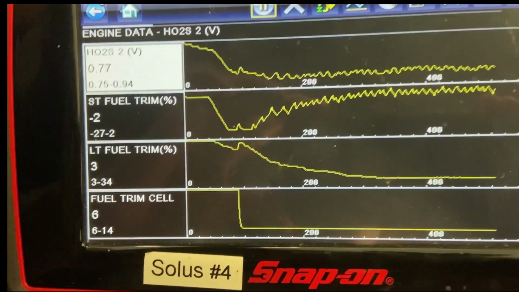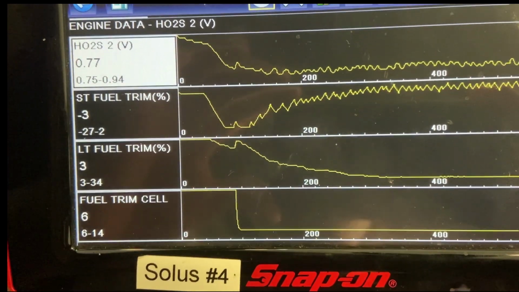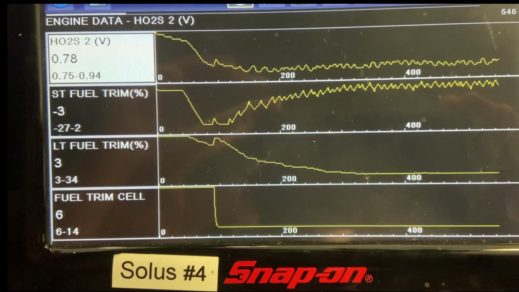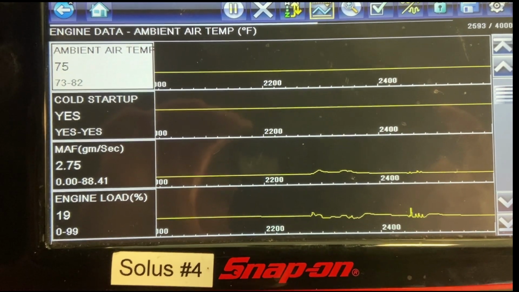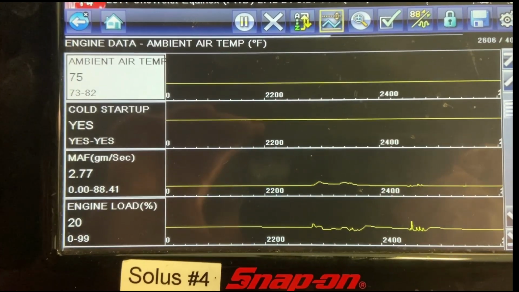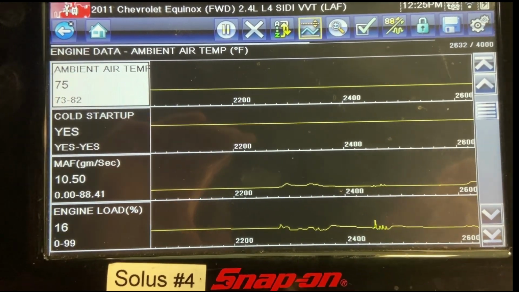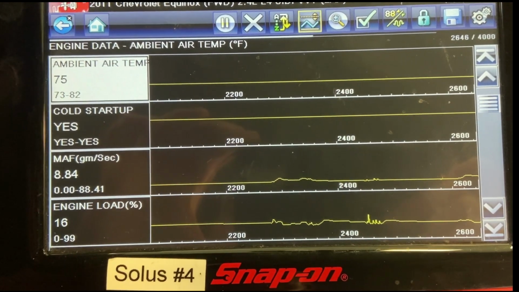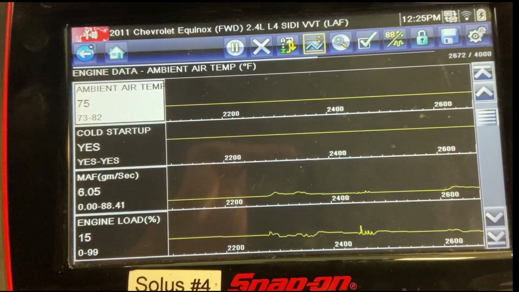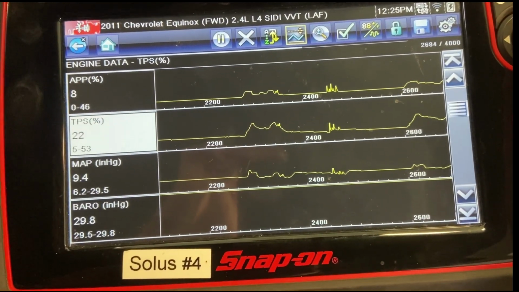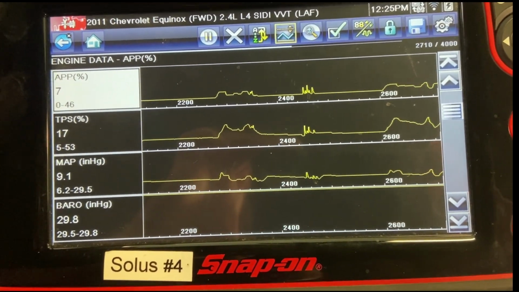As we can see, our short and long-term fuel trims are about normal, as the long-term is adjusting to make our short-term as close to zero as possible. Here we can also see our engine load and our MAF sensor as we give it throttle. We can see how the air intake is increasing. And we can also watch our throttle position and our MAP sensors to indicate engine load.